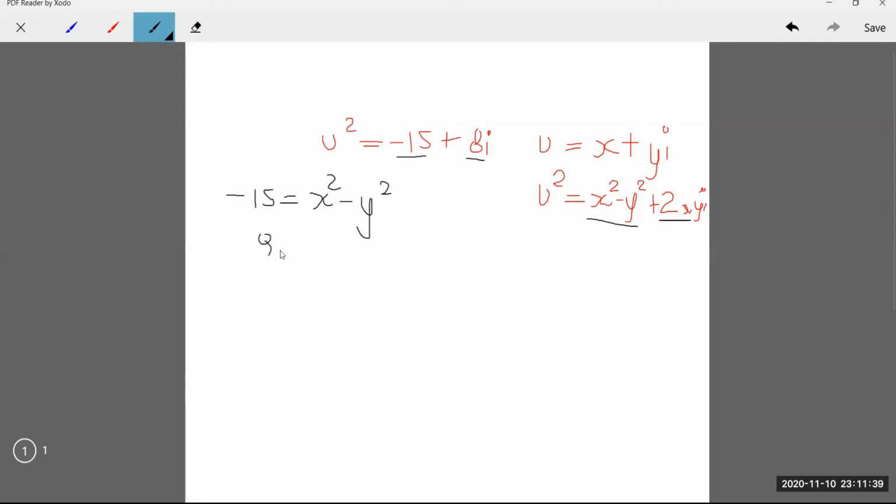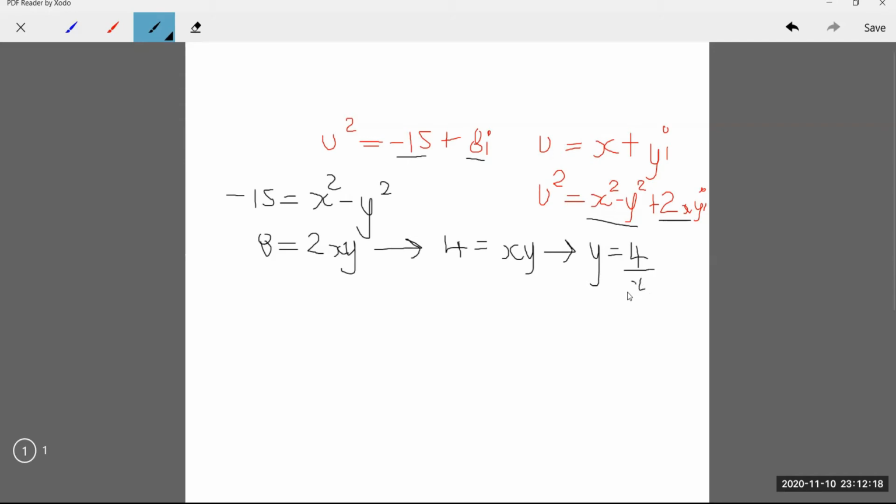So 8 is 2xy. Now, since 8 is 2xy, we can divide both sides by 2, and so that will tell us that 4 is x times y. And so what that is telling us then is that this implies that y is equal to 4 divided by x, because we divide both sides by x to get y.